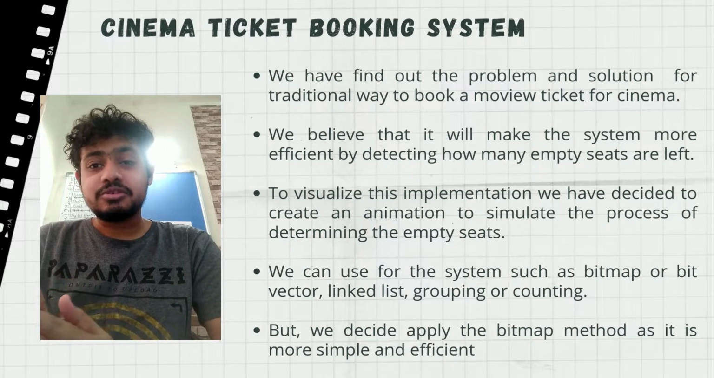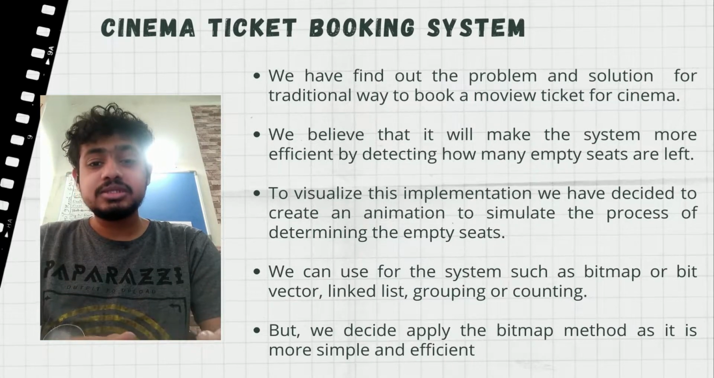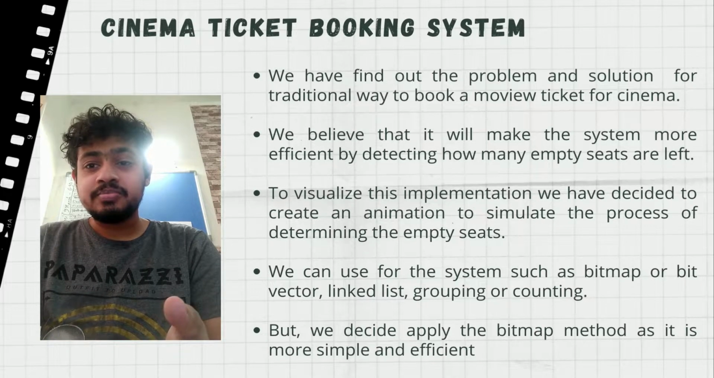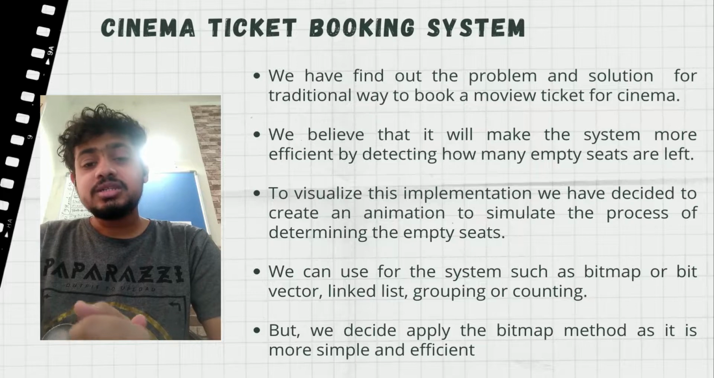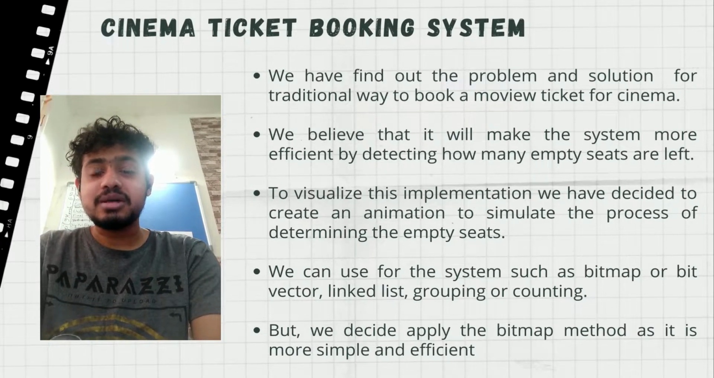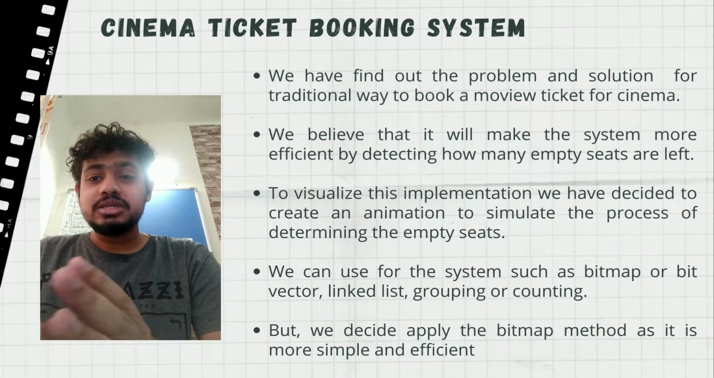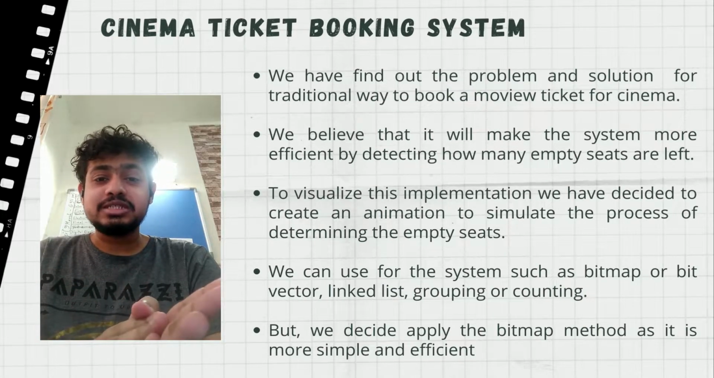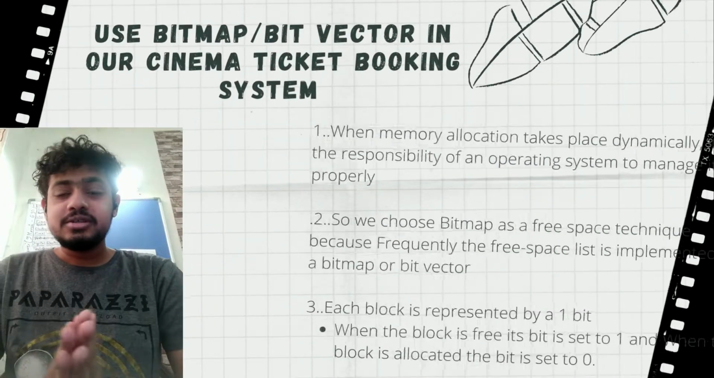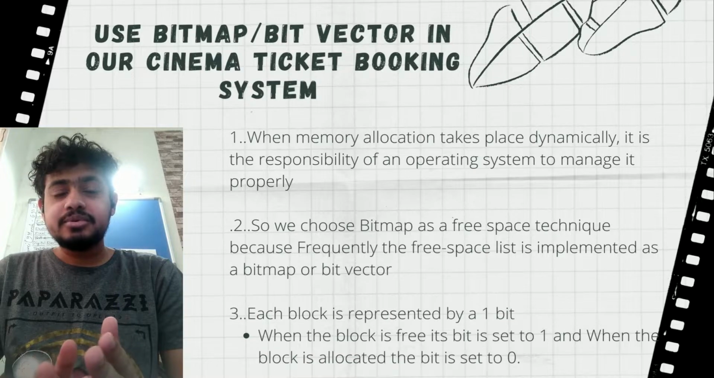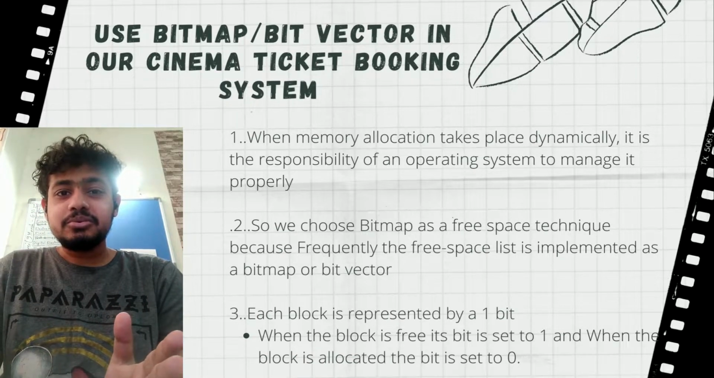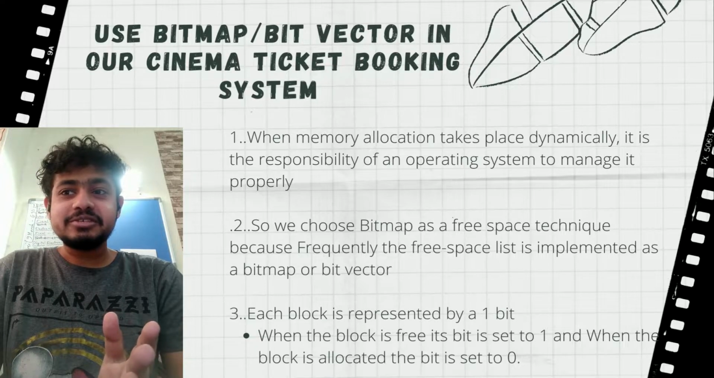There are a few methods for free space management that we can use, which are linked list, and also grouping or counting, but we chose bitmap. We decided to choose the bitmap method because it's simpler and more efficient for the cinema ticket booking system compared to other methods. Now I'm going to talk about this bitmap or bitvector in a cinema ticket booking system. So why did we choose bitvector for our cinema?